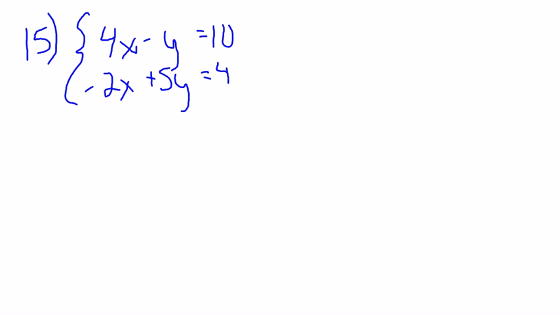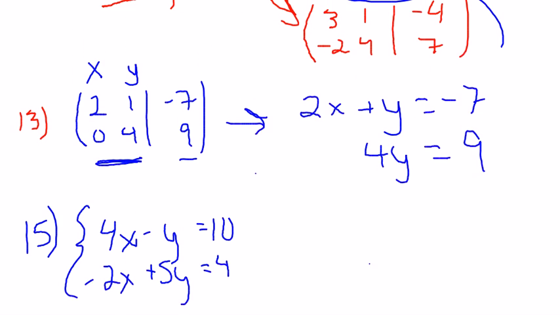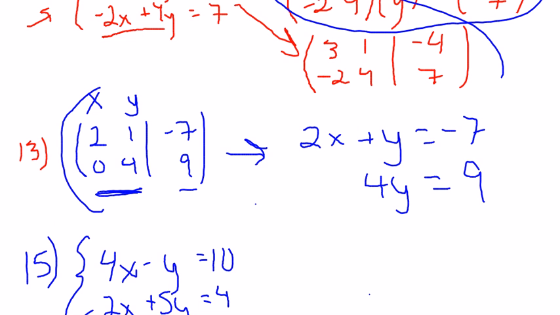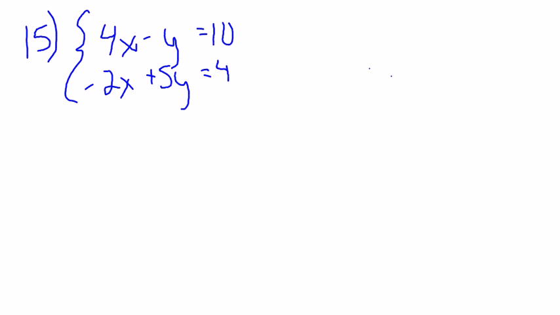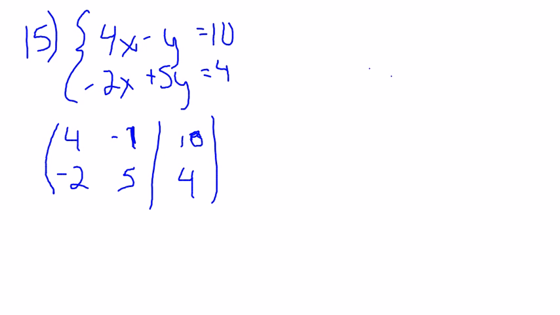So what I'm going to do is I'll go back up. I'm going to get it into this form right here, and then I'm going to use the rref feature on the calculator. So I turn it into a matrix. That matrix becomes 4, -1, bar 10. Remember that bar doesn't mean anything for the matrix. It just kind of represents where the equal sign is. We do it there to help us keep track of what's going on. Then I get a -2 and a 5 and a 4. I'm going to close the matrix.